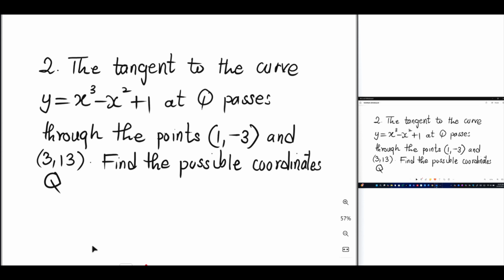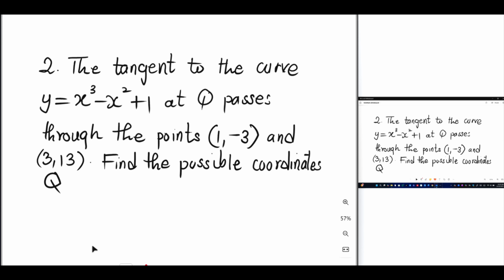Still on application of differentiation in relation to tangent and normal to a given curve. So this is our second question. The tangent to the curve y is equal to x cubed minus x squared plus 1 at Q. So the Q here means that there's a point over there. So the point is Q. Passes through the point (1, -3) and the second point (3, 13). We have to find a possible coordinate of Q.